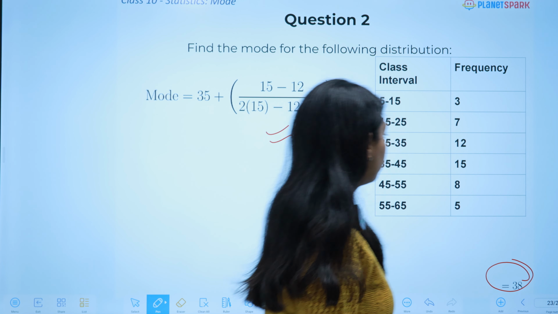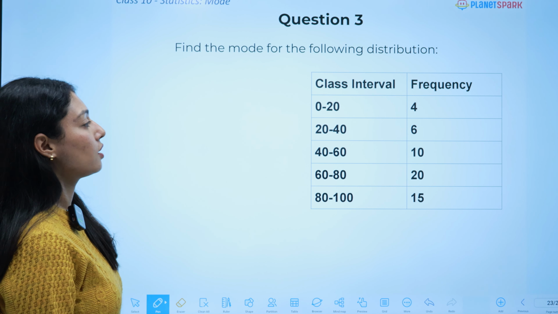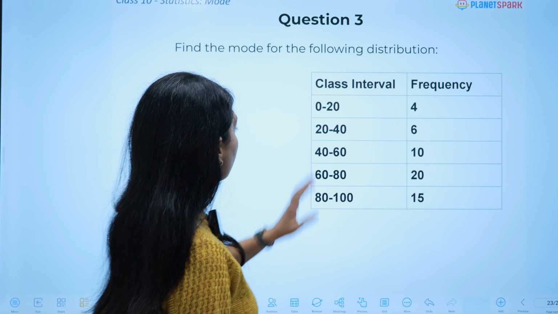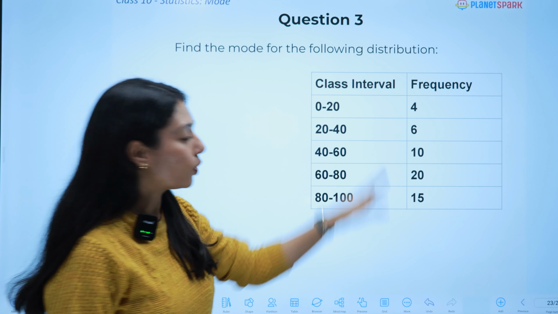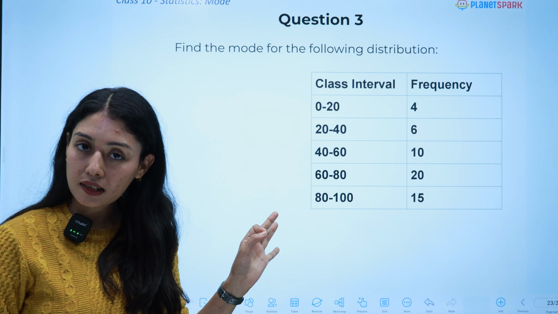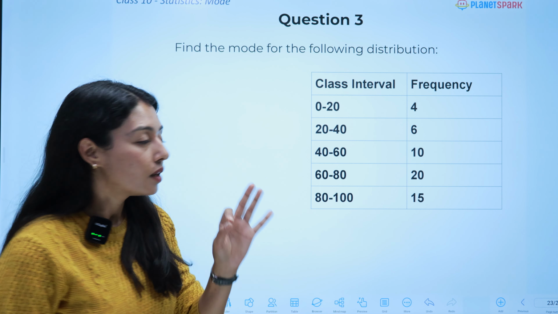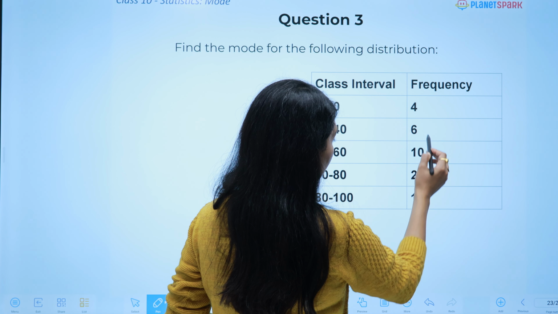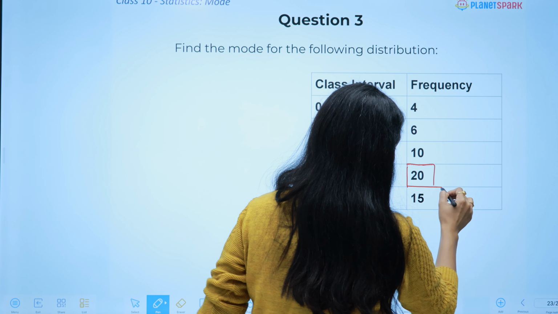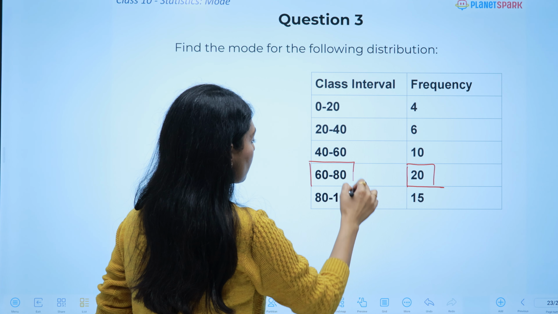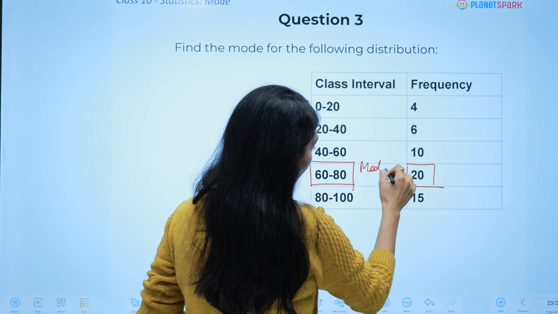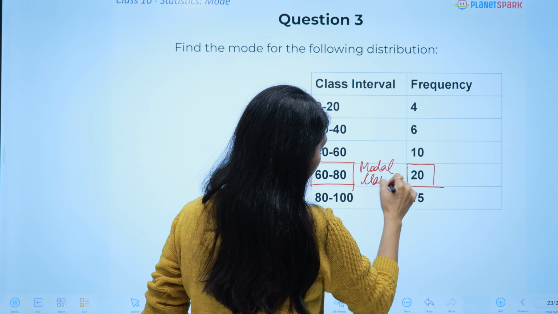Next question, everyone. Find the mod of the following distribution again, okay. Class intervals हैं 0 to 20, 20 to 40 and so on. Frequencies are there, okay. First step is, yes everybody, in the comments quickly, to identify the maximum frequency. Where do we see it? 4, 6, 10, 20, 15. Here, this is the maximum value. Corresponding class 60 to 80. So that is the model class.